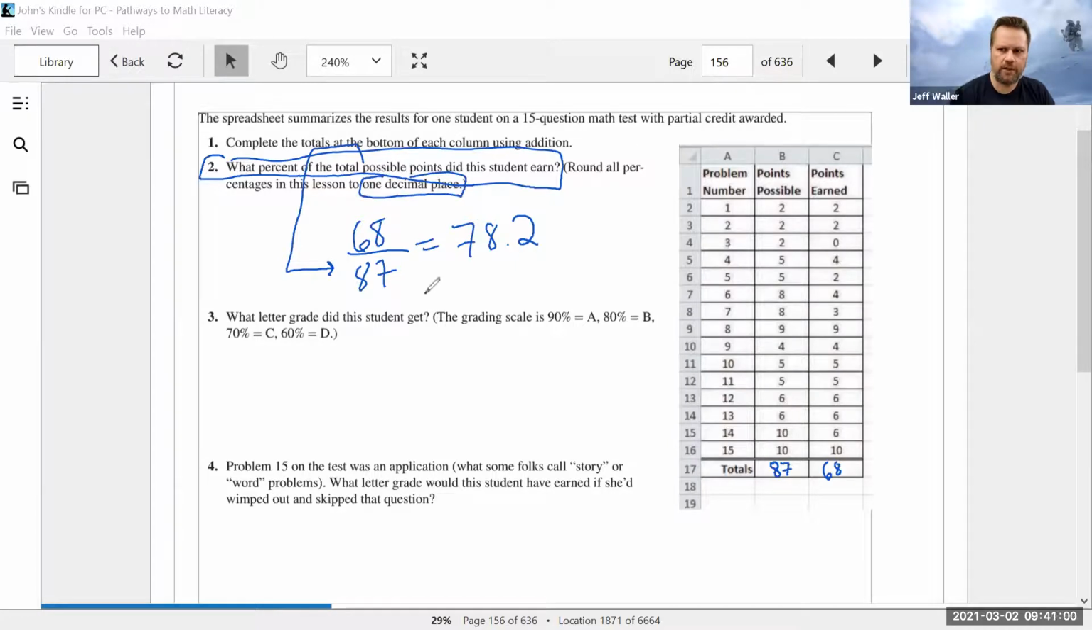Is that cool? We actually get 78.16091, and so on. So if I round it to 1 decimal place, this makes that go up to a 2. Okay, so everybody with me so far? So they got a 78.2 on that test. So of course, what letter grade did they get?